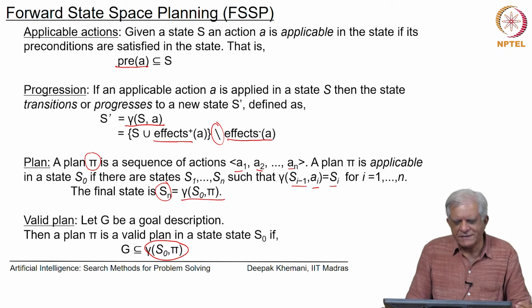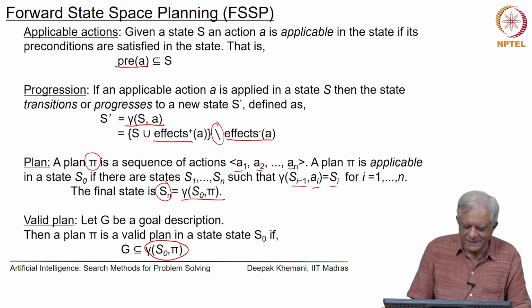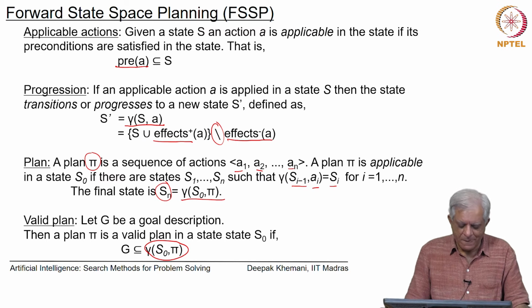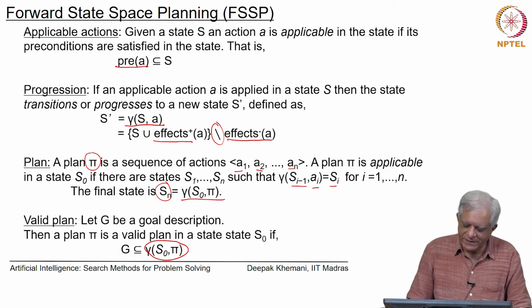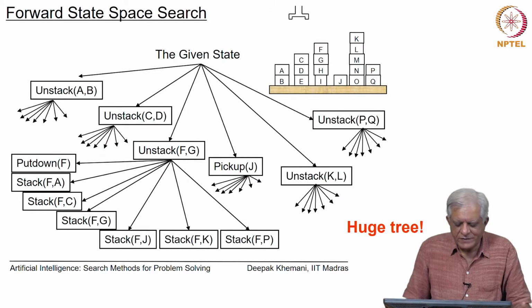So, this gives us basically the mechanism for doing the move generation function, traversing the state space, constructing plans as we go along, and having a goal test function which tells us when to stop. So, this is what forward state space planning would look like.